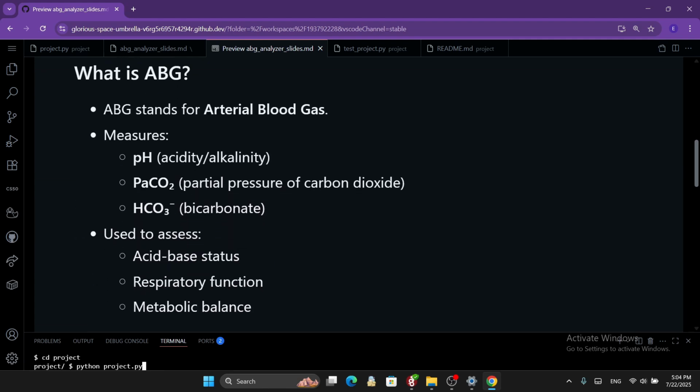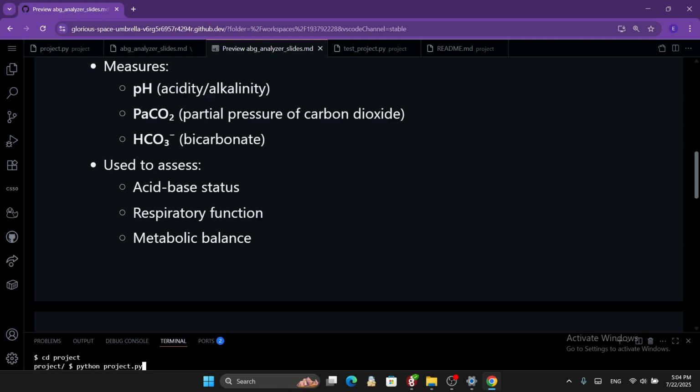Let's have a quick review of what an ABG is. ABG stands for arterial blood gas. It's a blood test that measures three components: pH, partial pressure of carbon dioxide, and levels of bicarbonate. And we use this test to check the acid-base status of the body, respiratory function, and metabolic balance.